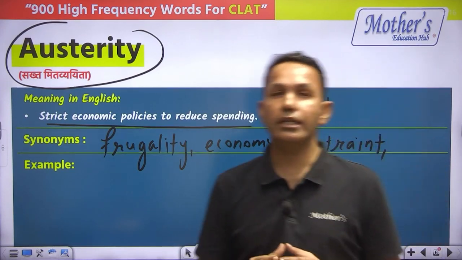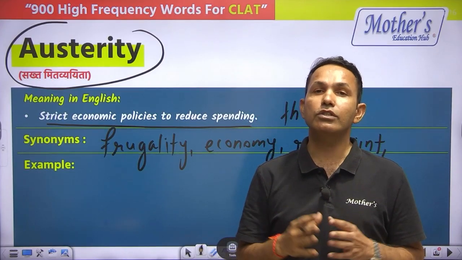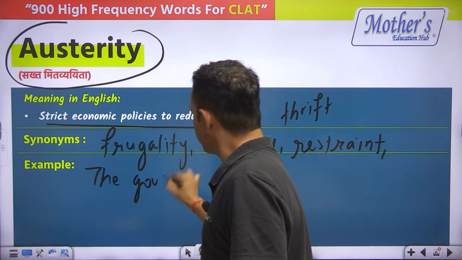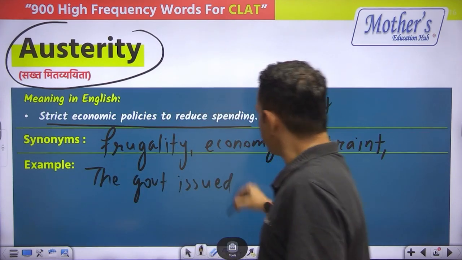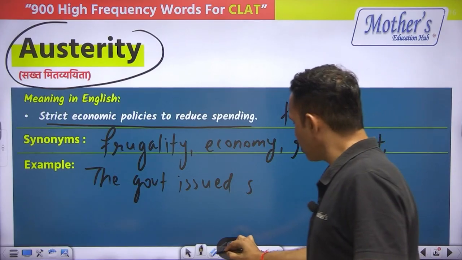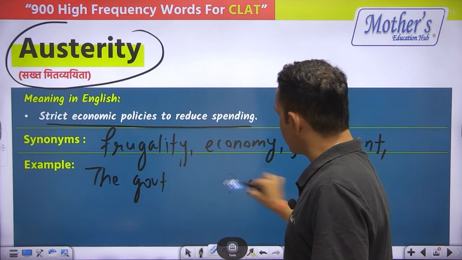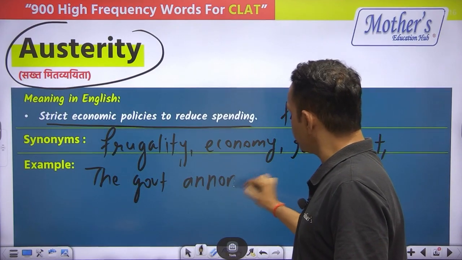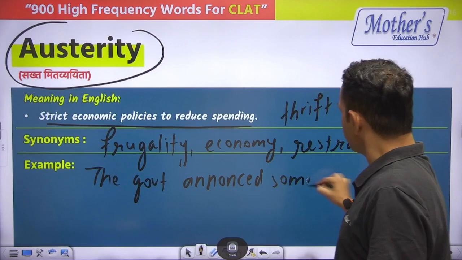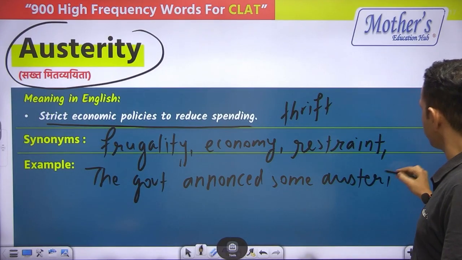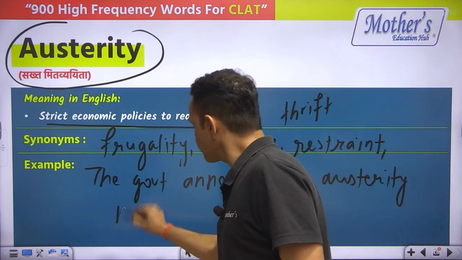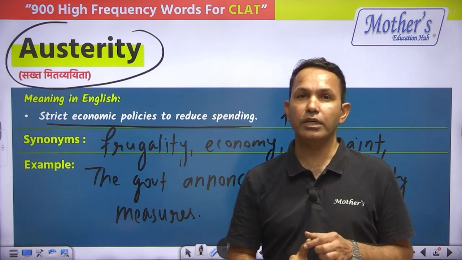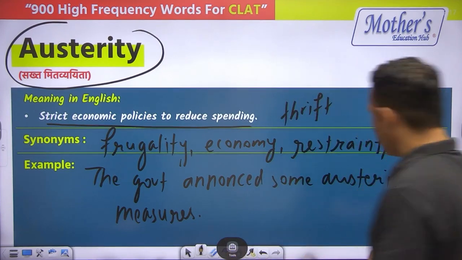Let's use austerity in a sentence. The government announced some austerity measures. I think announce is a better word here. The government announced some austerity measures. Let's move on to the next word.